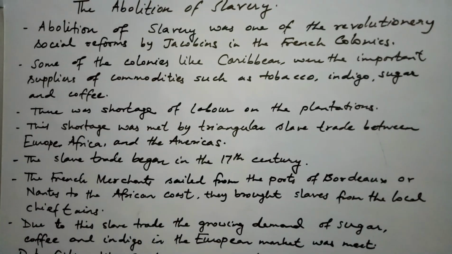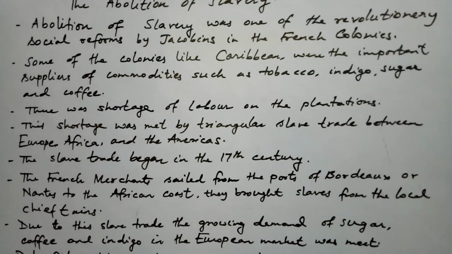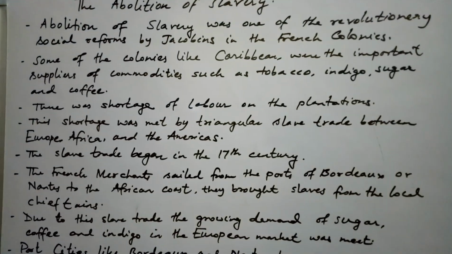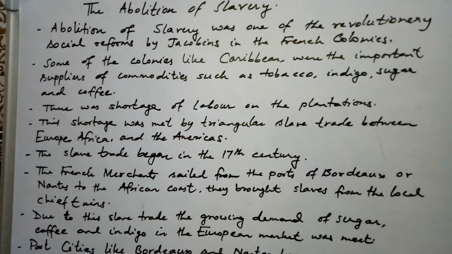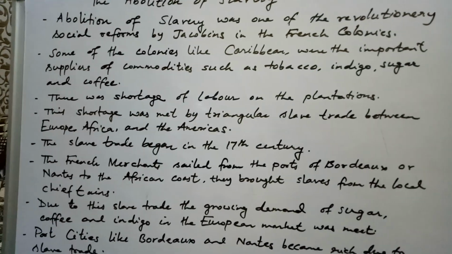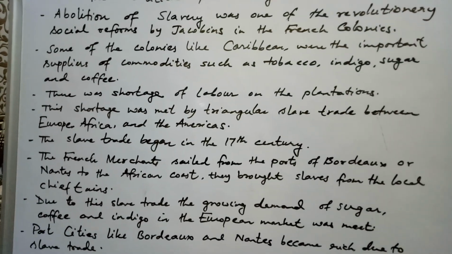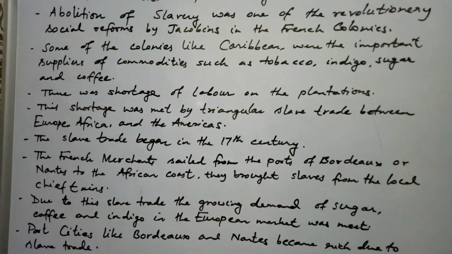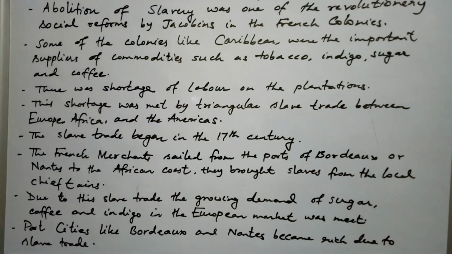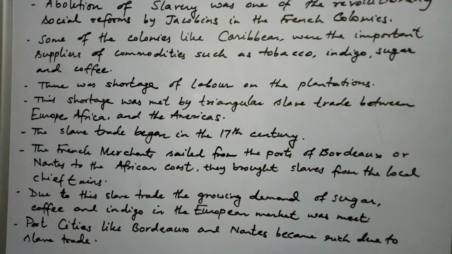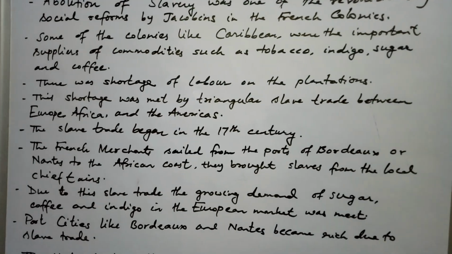Now the problem is that there was a shortage of labor in these plantations. Shortage of labor means there was a shortage of workers to work in these plantations, and the problem of shortage of workers was removed by a triangular slave trade. And this triangular slave trade was between Europe, Africa and America.